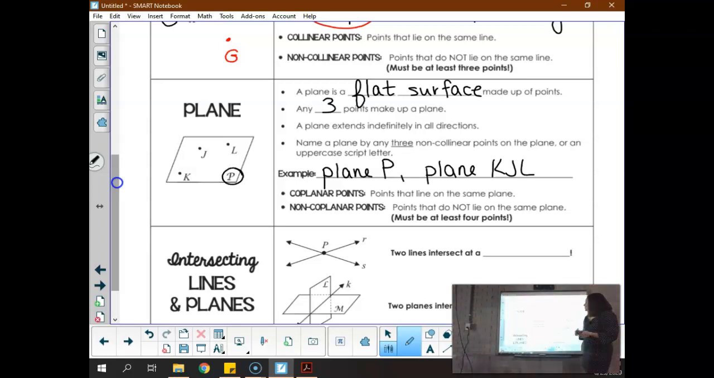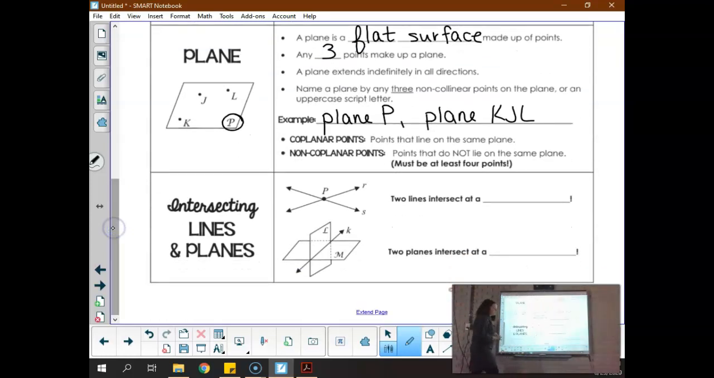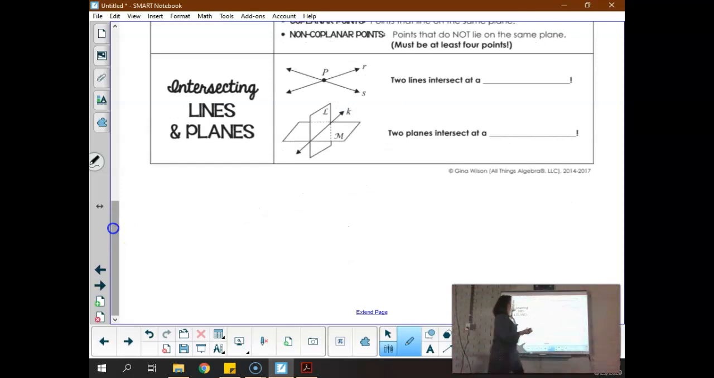All right, so coplanar points, again, coplanar, collinear. Notice that prefix at the beginning, that tells you quite a bit. All right, so coplanar means that they are on the same plane. Non-coplanar means they are not on the same plane. All right, typically you're looking for a 4th point. That 4th point is outside of the plane. All right, so now we are going to look at what happens when they intersect. All right, so when 2 lines intersect, it creates a point.